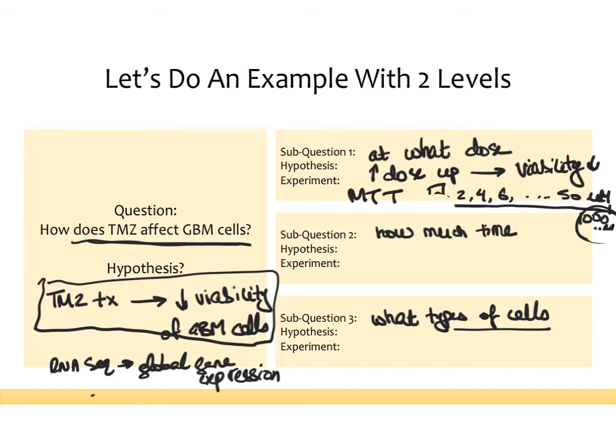You could similarly test how much time by varying times rather than doses. You could also similarly test what cells are affected by varying the cell type rather than the time or the dose. So this is a very simple example of how we might break down a question and set up one experiment to answer each sub-question.